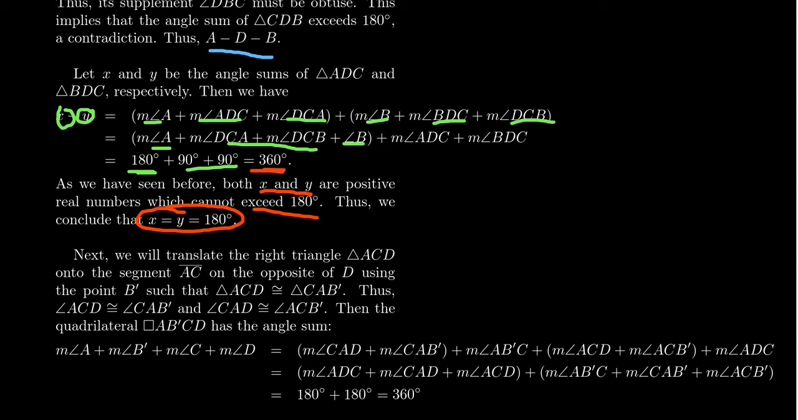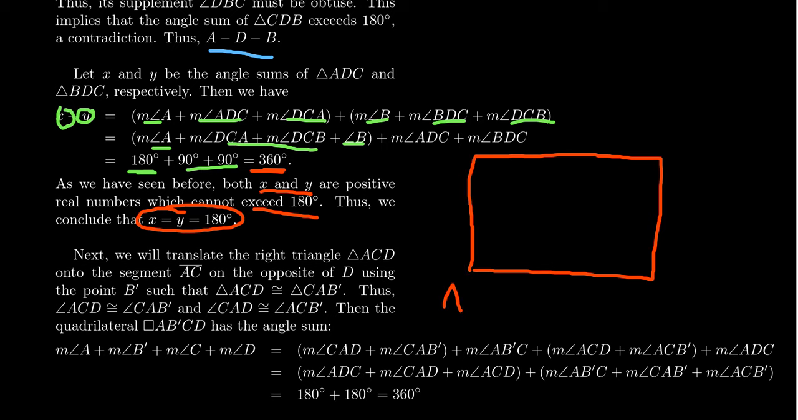And so with this right triangle, I'm going to build a rectangle. So we're going to get a picture that looks something like the following. Of the above picture, take the triangle ACD.